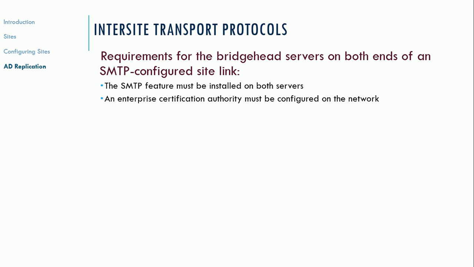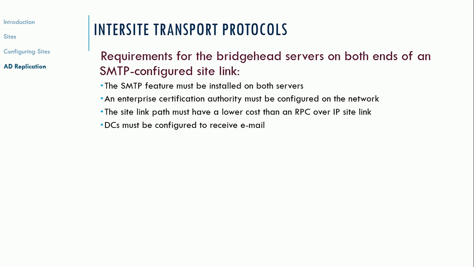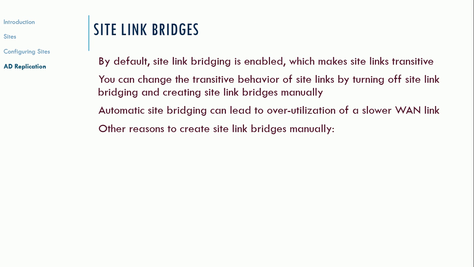You have to have an enterprise certification authority on the network, which we're going to talk about in a few weeks. We'll talk more about certification servers, or certificate servers. The site link path must have a lower cost than an RPC over IP site link. By the way, when we use IP, it's RPC, or remote procedure call, that it's really using. And domain controllers must be configured to receive email, so they have to be able to receive that email with SMTP.